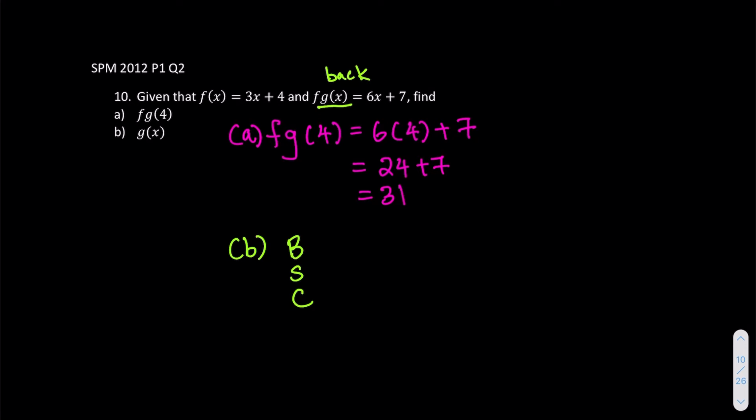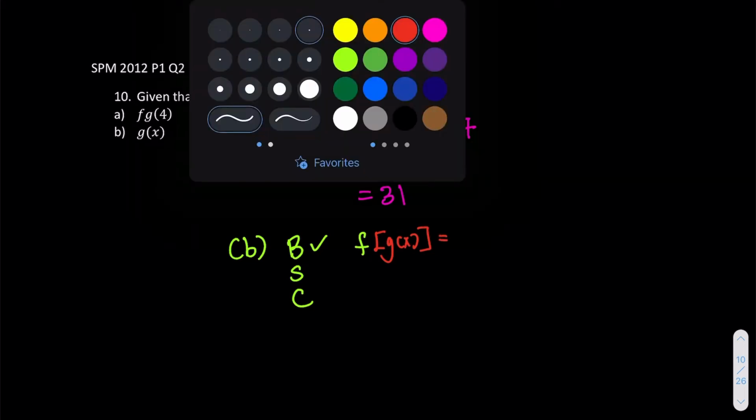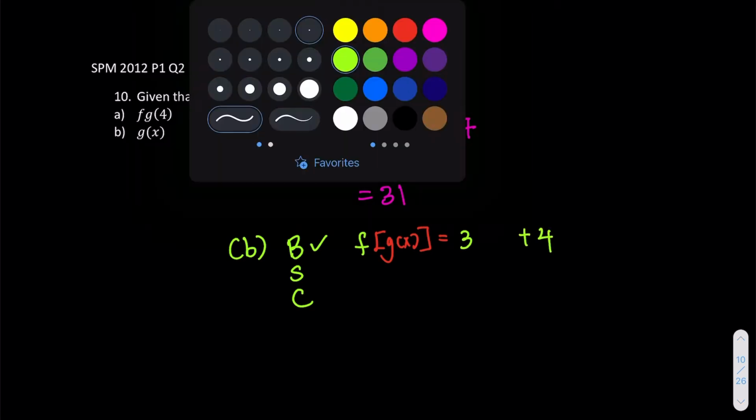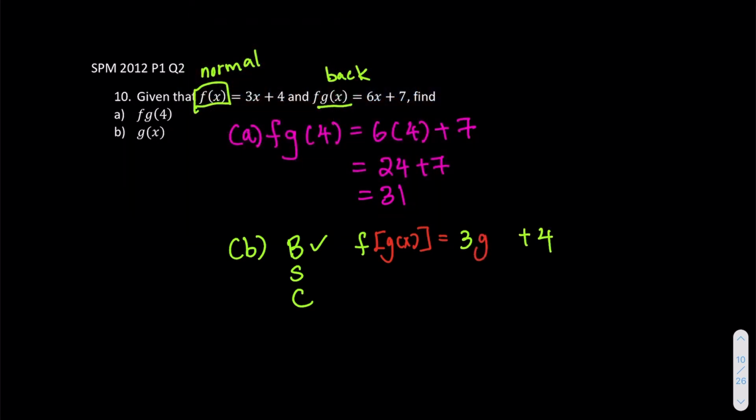So first we verify that we are finding the back function. And we're going to substitute whatever we want to find into the normal function. So the normal function here is our f of x. This is the normal function. We're going to substitute whatever we want to find into it. So we want to find g of x into it, right? So we have 3 of x, but now the x becomes g of x. So we're done for substitutions.